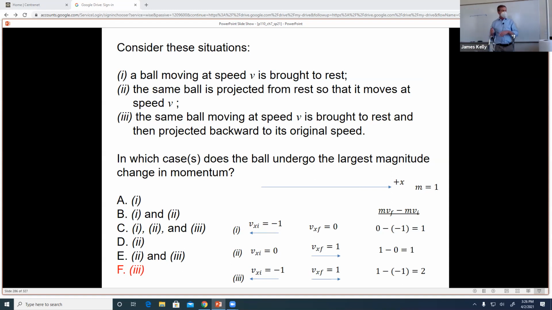Arthur, did you have another comment? Yeah, I thought the initial speed was positive.